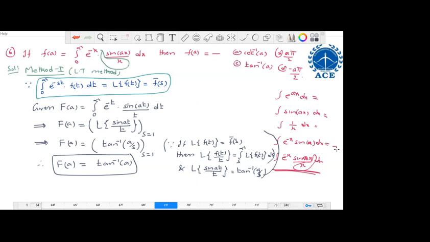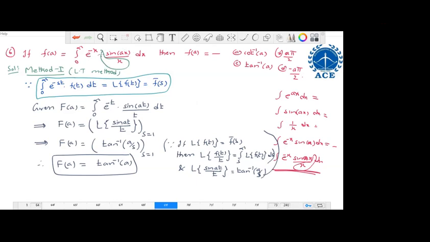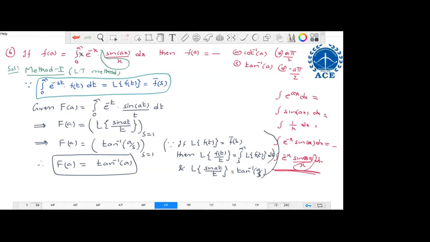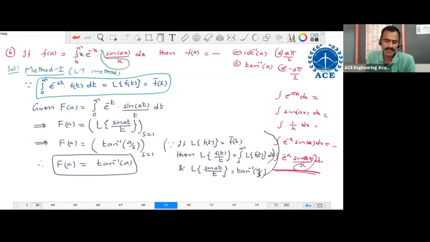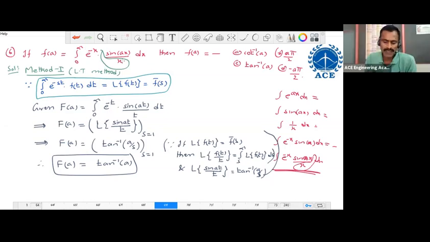But here we have a product of three functions. Exponential is one function, 1 by x is one function, sin is one function. Suppose this x is in the numerator, we can integrate by taking two functions as one function and the other as one function, by parts. But this x is in the denominator. When x is in the denominator, we cannot apply the integration by parts formula here directly. That's why if we are able to eliminate this x, we can do the problem by other methods.